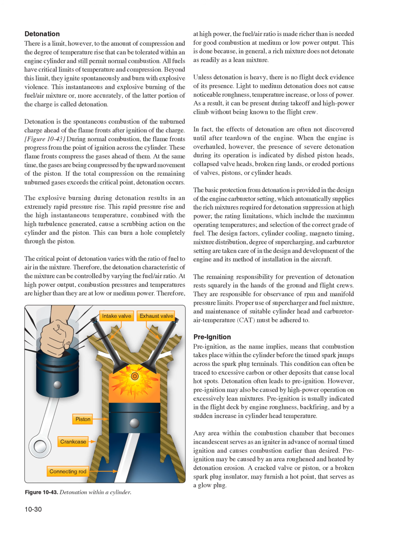The critical point of detonation varies with the ratio of fuel to air in the mixture. Therefore, the detonation characteristic of the mixture can be controlled by varying the fuel/air ratio. At high power output, combustion pressures and temperatures are higher than they are at low or medium power. Therefore, at high power, the fuel/air ratio is made richer than is needed for good combustion at medium or low power output. This is done because, in general, a rich mixture does not detonate as readily as a lean mixture.